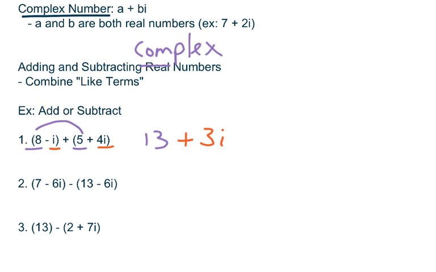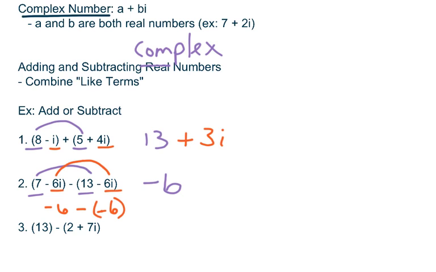So number 2, let's go on. Again, like terms, 7 and 13, and negative 6i and negative 6i. So let's think about this. 7 minus 13 is negative 6, and then negative 6i minus negative 6i, so that's negative 6 minus negative 6. That's actually 0, so the i's actually cancel out. So your answer for number 2 is just negative 6.